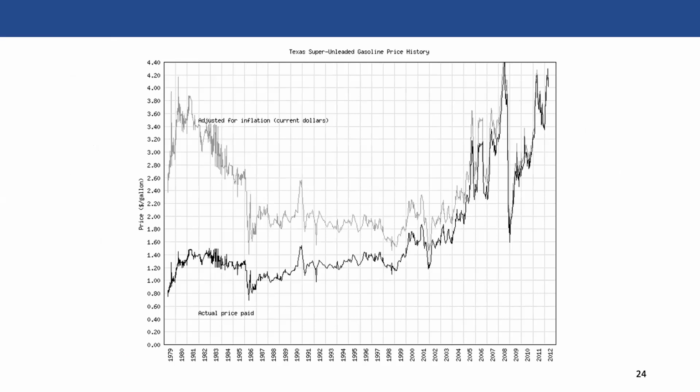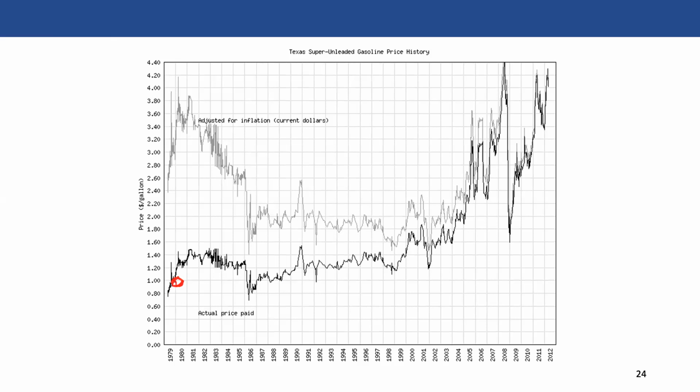So one example of this is gas prices. These are gas prices for unleaded gasoline in Texas, stretching all the way back to the late 70s. If I went back in time and bought a gallon of gasoline in, say, 1980, I would have just paid $1. And you might think, well, that is way cheaper than gas today, right?